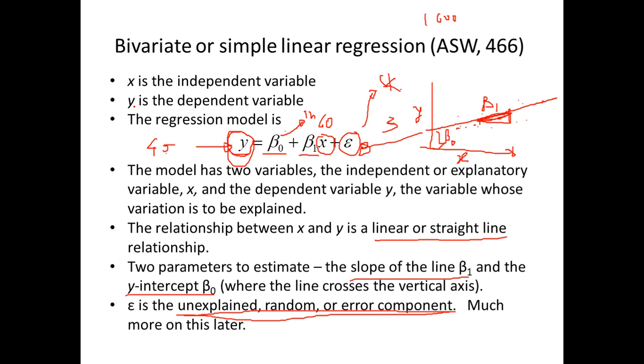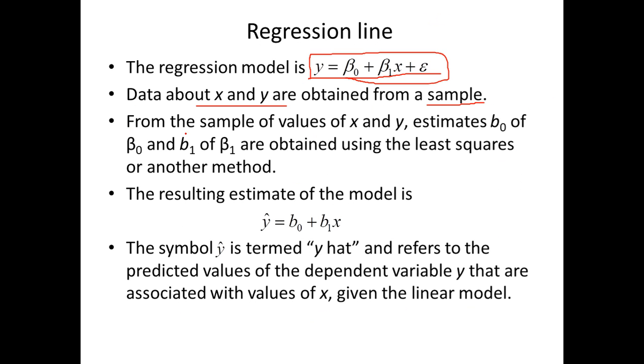So there will be some error. We are saying that based on these x and y values, we will obtain an estimate of beta naught. When we say estimate, we are close to beta naught but not exactly beta naught. So b naught and b1 are actually estimates of beta naught and beta 1. And for this we use one method, that is least squares, or any other method.